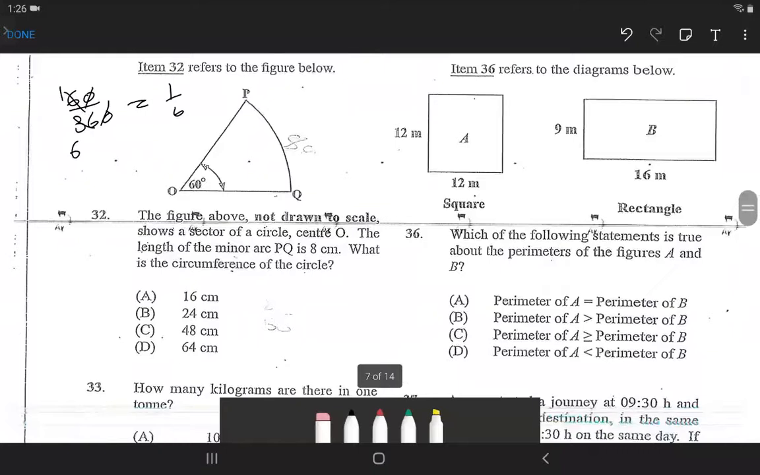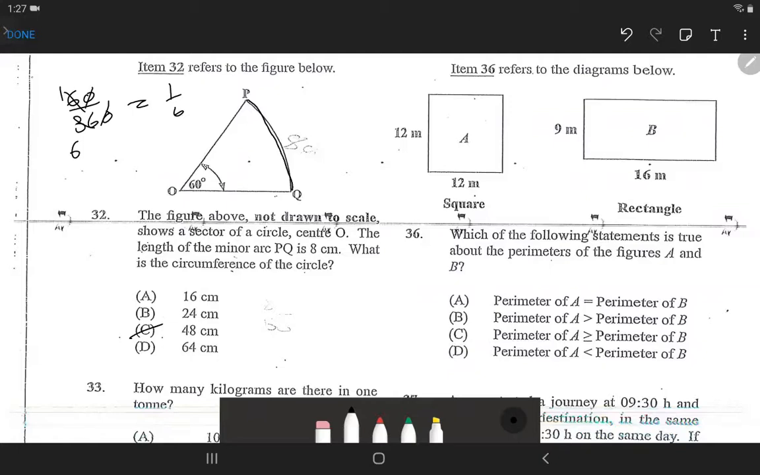Right, so the figure above, not drawn to scale, shows a sector of a circle, center O. The length of the minor arc PQ is 8. What is the circumference of the circle? So if 1/6 of the circle, this arc, is 8, then the total circumference should be 8 times 6, which is 48.